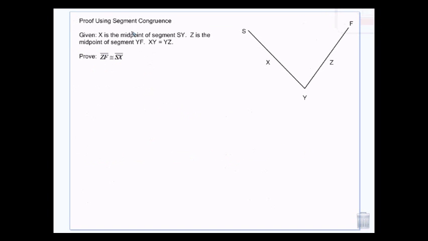Guys, I'm given that X is the midpoint of SY, and Z is the midpoint of YF. And I want to prove that XY is equal to YZ, so XY is equal to YZ. And I want to prove that ZF is equal to SX. So what I have, these two are congruent. That's been given. And these are midpoints.